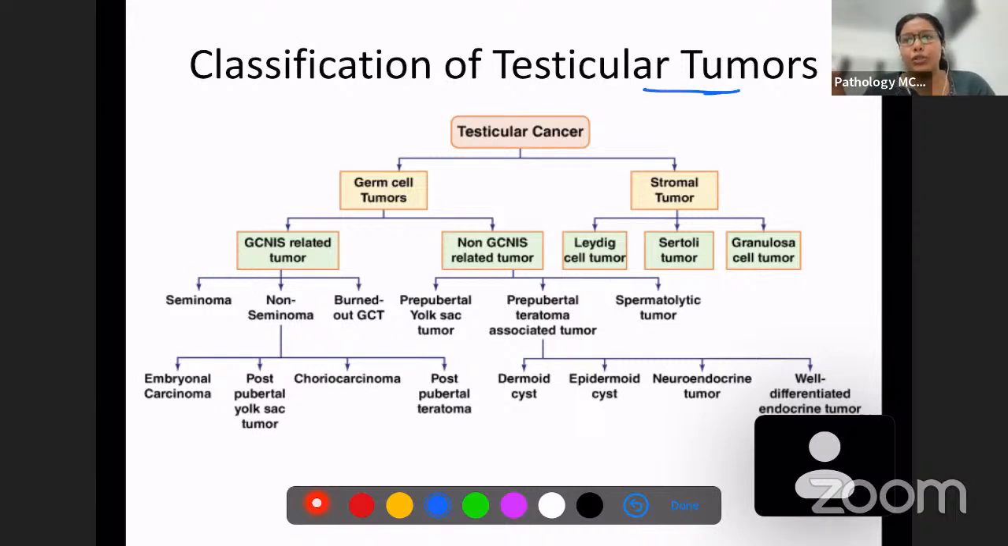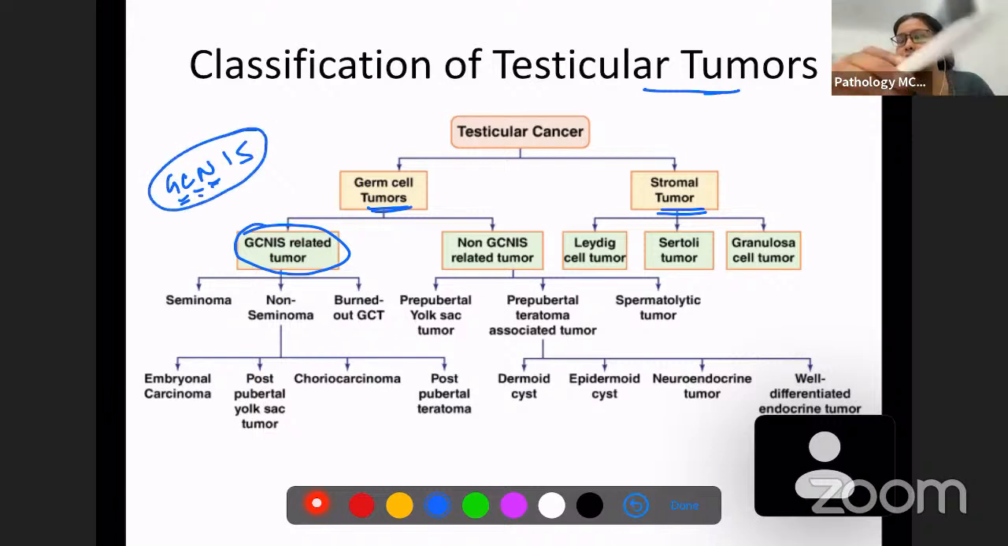So testicular tumors are divided into germ cell tumors and stromal tumors. In germ cell tumors, we have two types of tumors. One is GCNIS related tumor. GCNIS is nothing but germ cell neoplasia in situ. Now, this is a precursor lesion. What does precursor mean? Precursor means that this has not developed into a full-fledged tumor yet, but is still in an early stage. So GCNIS is a precursor lesion of germ cell tumors.